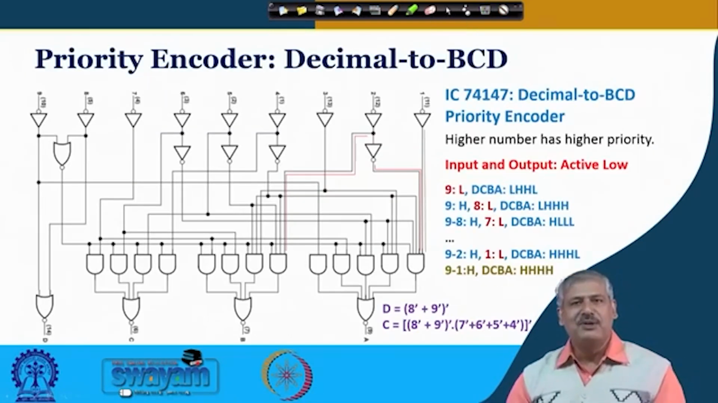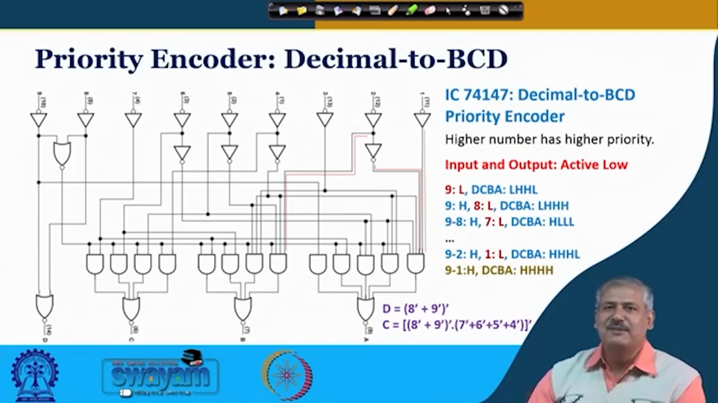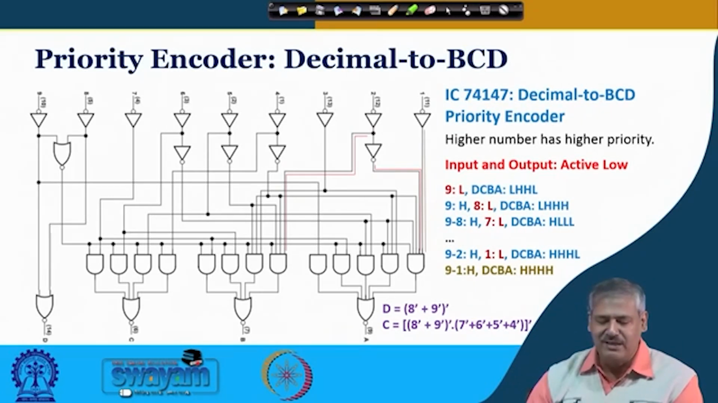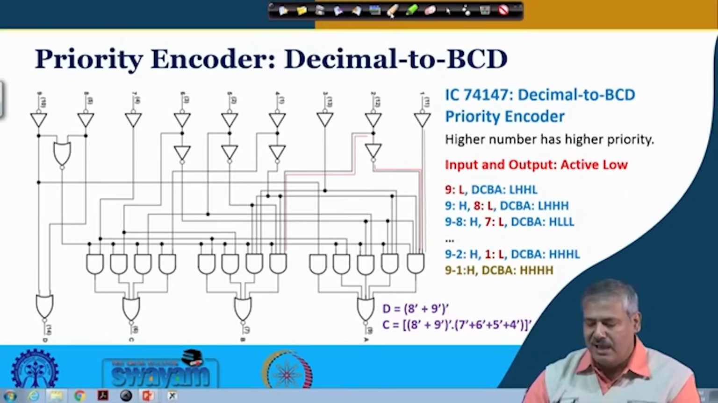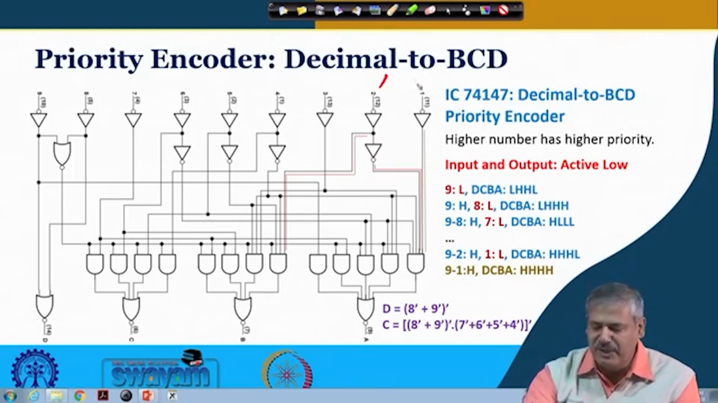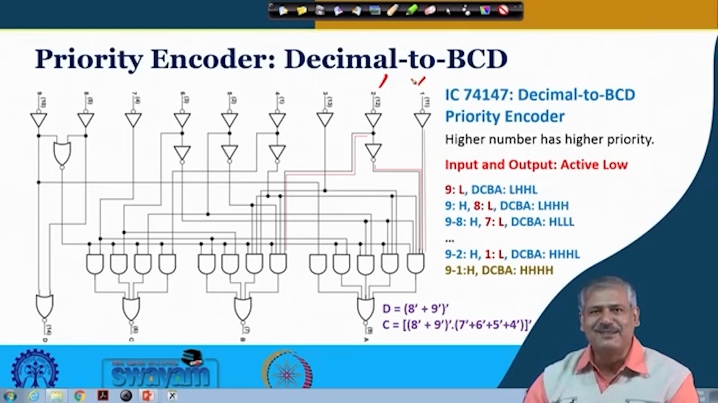Now, let us look at one practical circuit where this priority encoding is happening. So, this is decimal to BCD priority encoding. In this case, the higher number has got higher priority. This is similar to what we had discussed during the development of the concept for priority encoding. And we look at the example where 1 and 2 are pressed simultaneously. Let us see what happens.